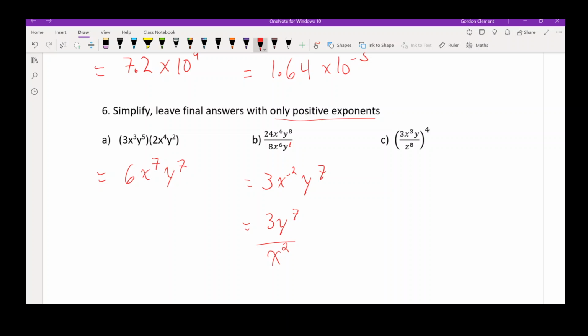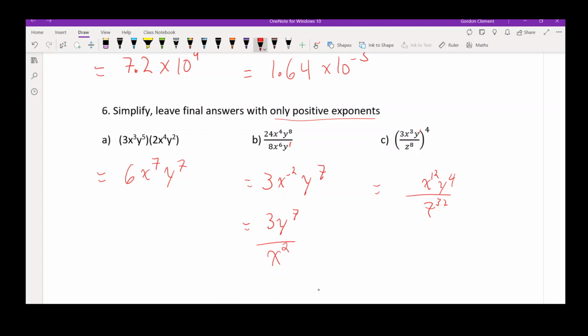And our last rule was power on a power. So I've got these things inside the bracket that already have powers, and I've got another power outside. The rule here was you multiply those exponents. So I'm going to get x to the power of 12 when I multiply that exponent 3 with 4. The y inside is y to the power of 1, so it's going to be y to the power of 4. The z on the bottom is also included in the brackets, so it's also going to get multiplied. We're going to get z to the power of 32.